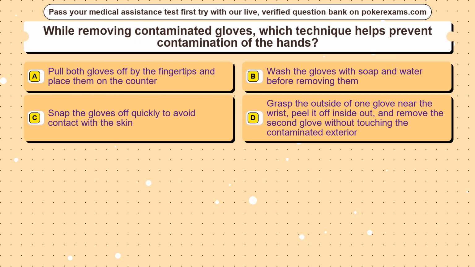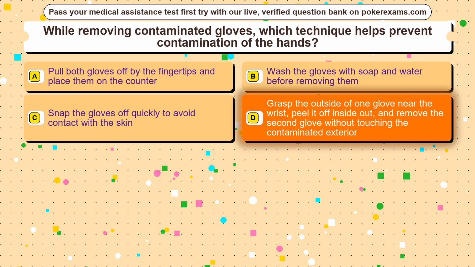Question 38. While removing contaminated gloves, which technique helps prevent contamination of the hands? Option A. Pull both gloves off by the fingertips and place them on the counter. Option B. Wash the gloves with soap and water before removing them. Option C. Snap the gloves off quickly to avoid contact with the skin. Option D. Grasp the outside of one glove near the wrist, peel it off inside out, and remove the second glove without touching the contaminated exterior.